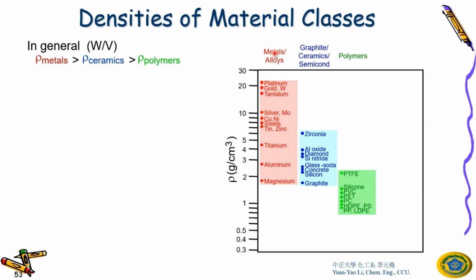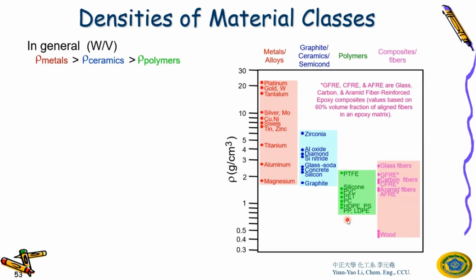So as you can see, the density of metal can reach about 20 grams per cubic meter. Ceramic can be in the range of 5, 6 to 1, something like this. But for the polymer, it's always 2, 1, or even less than 1, lighter than water. For composite, it's normally between the ceramic and polymer.